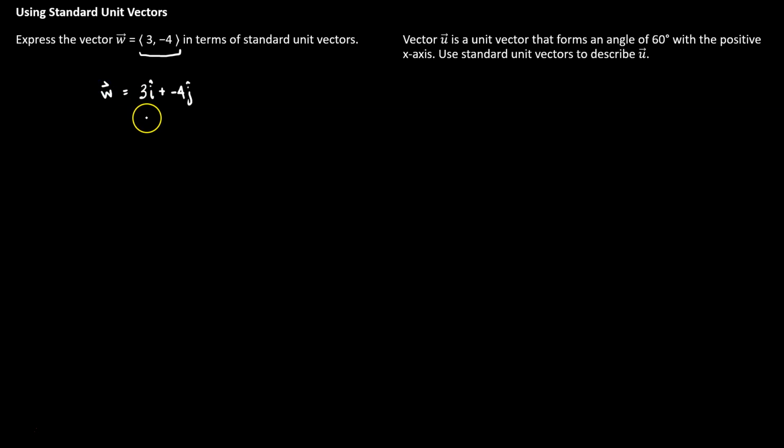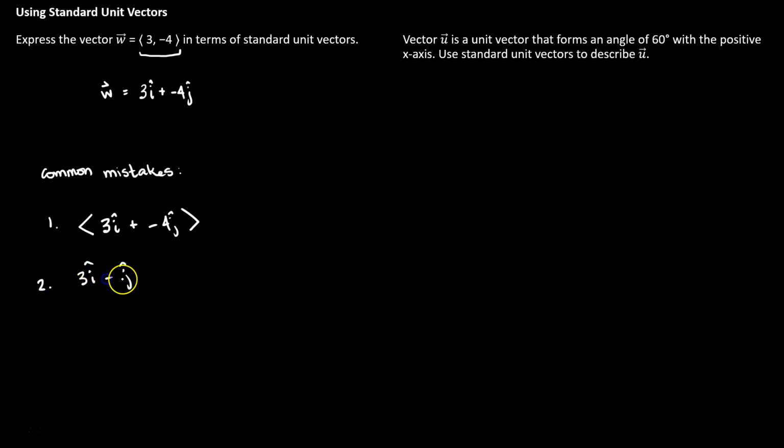Now let's pause for a second and appreciate that this might be brand new notation for some of us, and it's easy to get these things mixed up. One common mistake: using both the I hat, J hat notation and the pointy brackets. So these are things we do not want to do. Don't use a pointy bracket and then do 3I hat plus -4J hat. Not good.